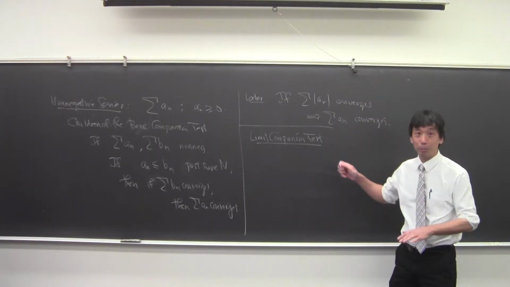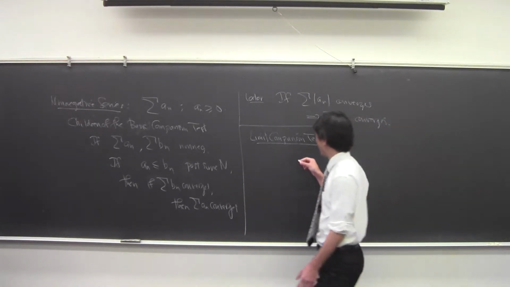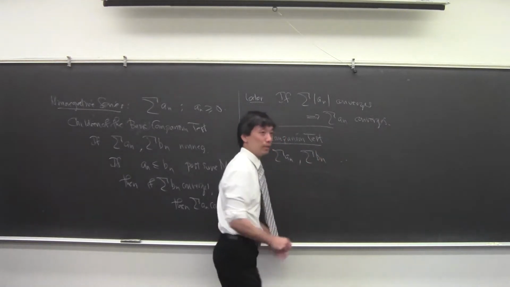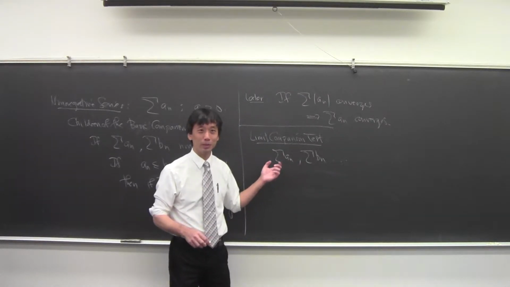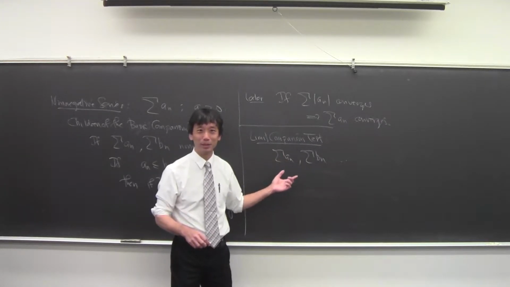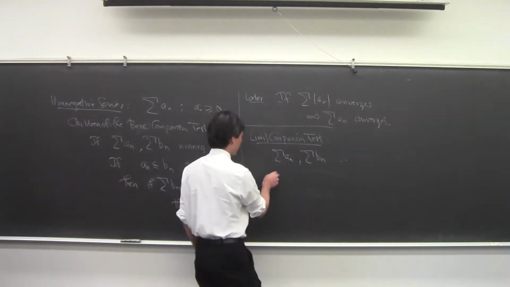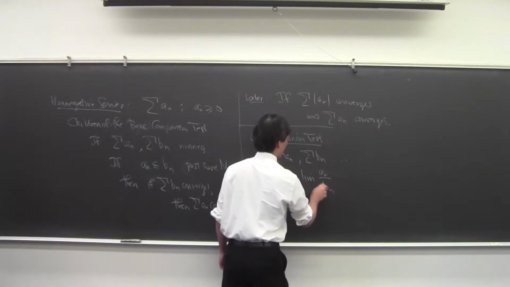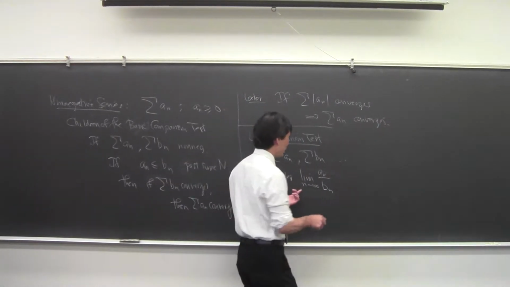Okay, so limit comparison. What's the idea? It's a comparison, so there's going to be two series, a sub n and b sub n, and there's some sort of limit. Yeah, Maddie. If you take the limit of a sub n over b sub n, and the limit is greater than 0, then they either both converge or both diverge. That's right.